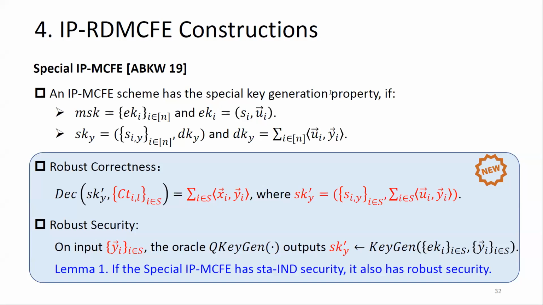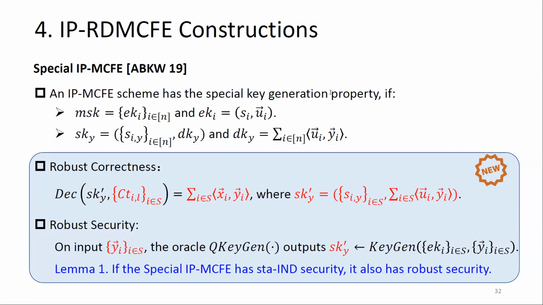In special IPMCFE, the master secret key MSK consists of n encryption keys, and each encryption key consists of a value SI and a vector UI. The functional key SY consists of n values SIY and the sum of n inner products, where the value SIY is a function of SI and the vector YI.